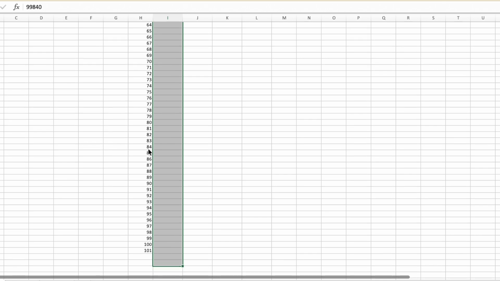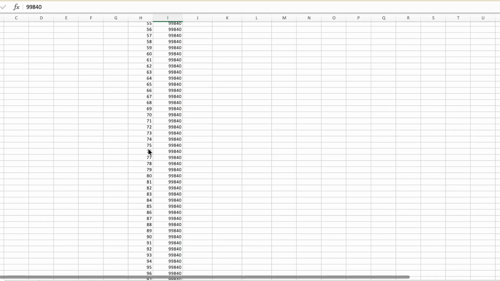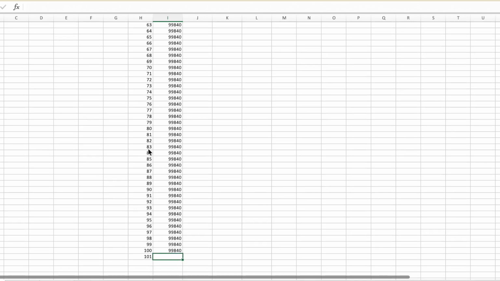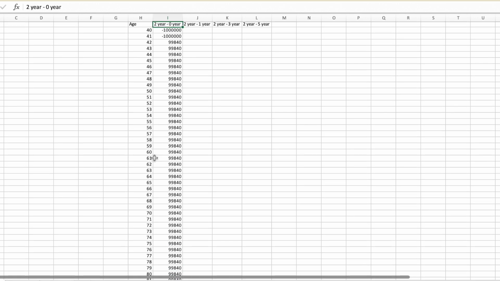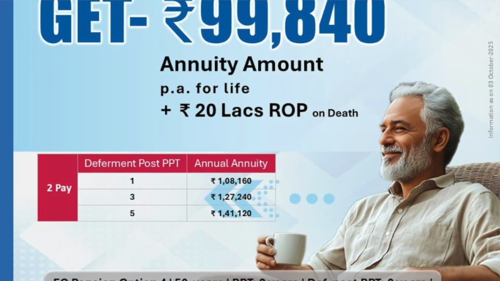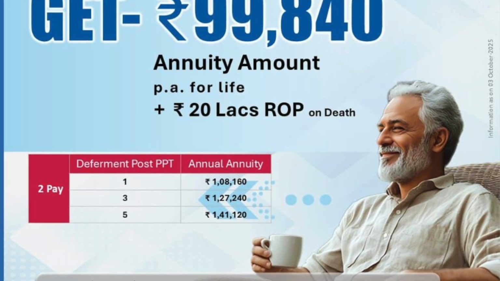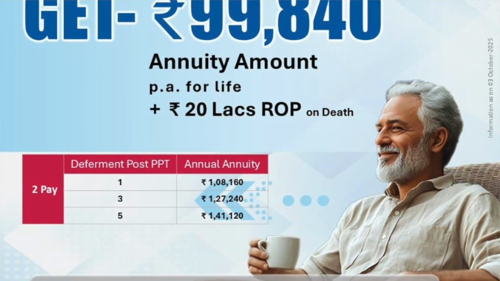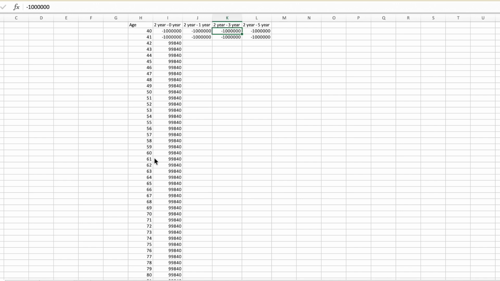Let's assume the person who is taking this policy will live till 100 years so that he will enjoy the longest annuity period. On the 101st year, his nominee will get the investment amount, that is 20 lakh rupees, back. If he survives, he will receive this money back on the 101st year. Similarly, let's put the numbers for the second variant, third variant and fourth variant also.